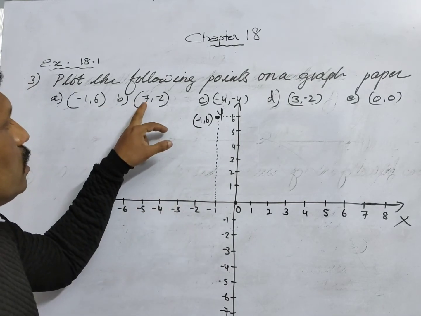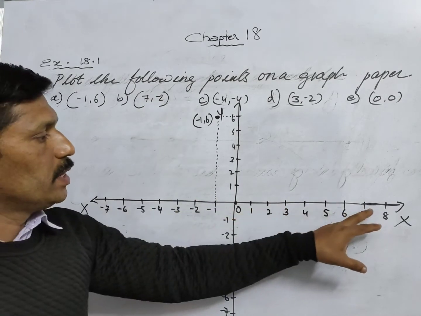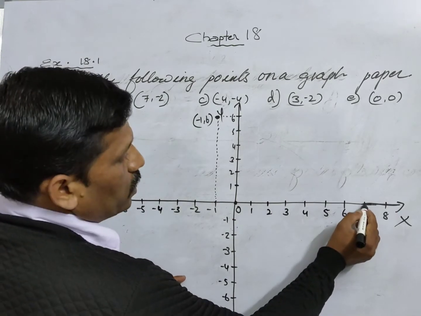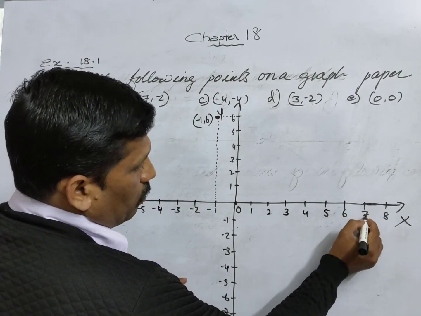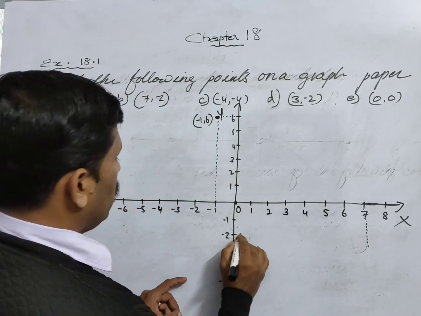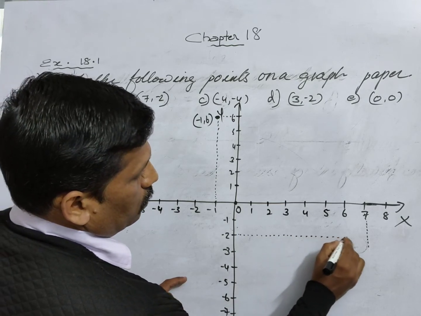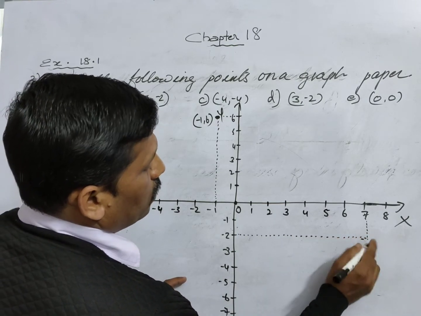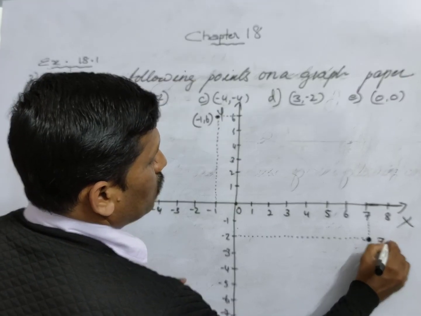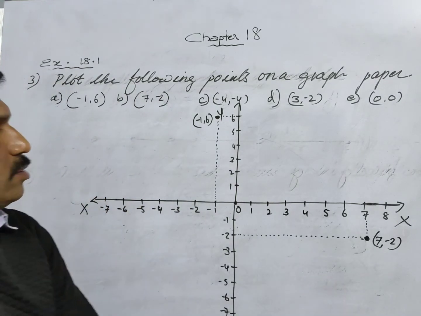Next, the x coordinate is positive and the y coordinate is negative. The x coordinate is positive here and the y coordinate is negative in this part. So here the x coordinate is 7. Therefore from 7 we have to draw a dotted line up to where? Up to -2 here. Using a scale you have to draw a straight line. Everybody should use a scale, and here we can write the coordinate point (7, -2). So this point is (7, -2), the second one.